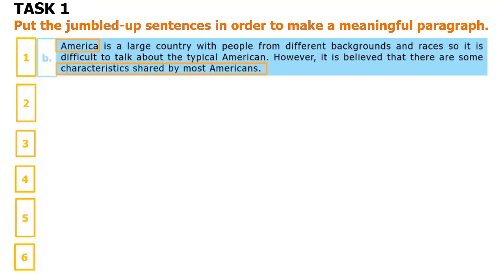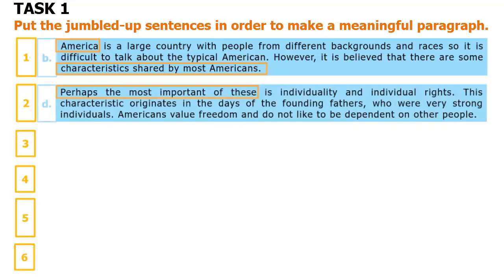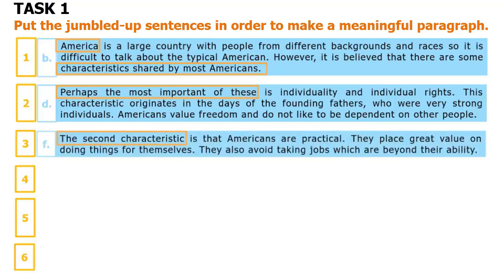We will continue with D. It's easy to see that the phrase, perhaps the most important of these, is used to mention the first characteristic, which is individuality and individual rights. Which is the next one? Obviously, it's F. This phrase is used to introduce the second characteristic of the American. Which is the fourth one?